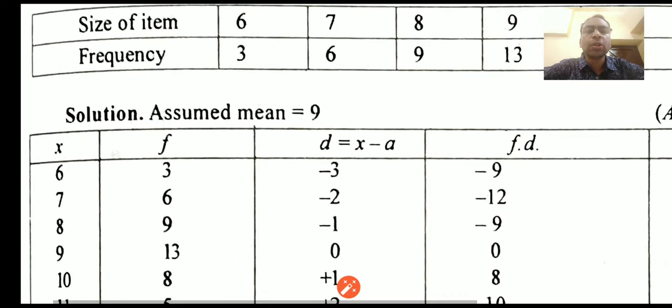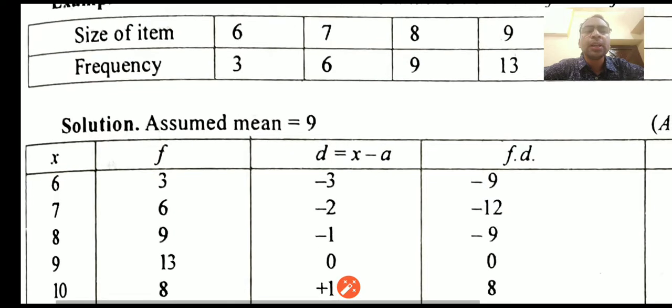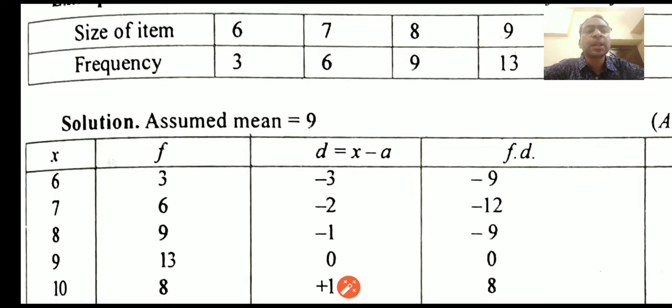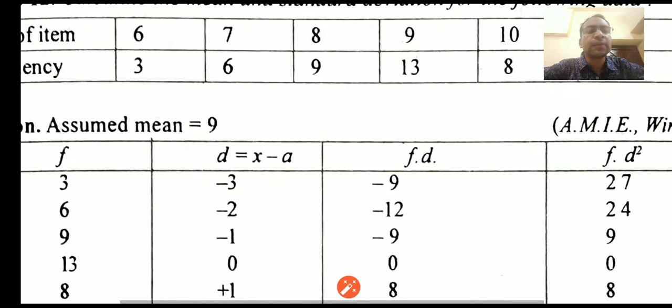So let's talk about the first column. X is 6 and F is 3. So D will be X minus A. So that is 6 minus 9. This is minus 3. FD will be F is 3, D is minus 3. So this will be minus 9.